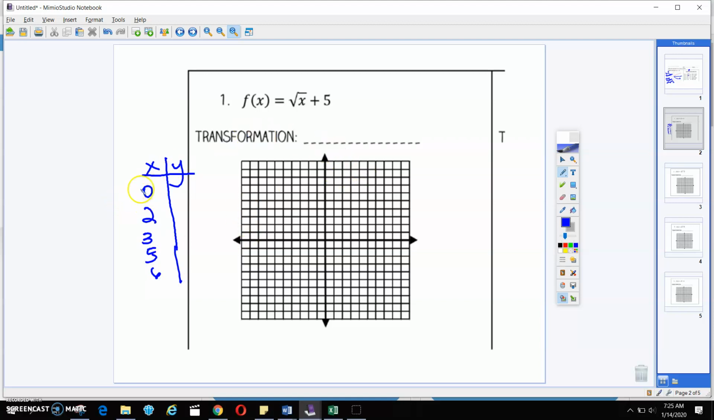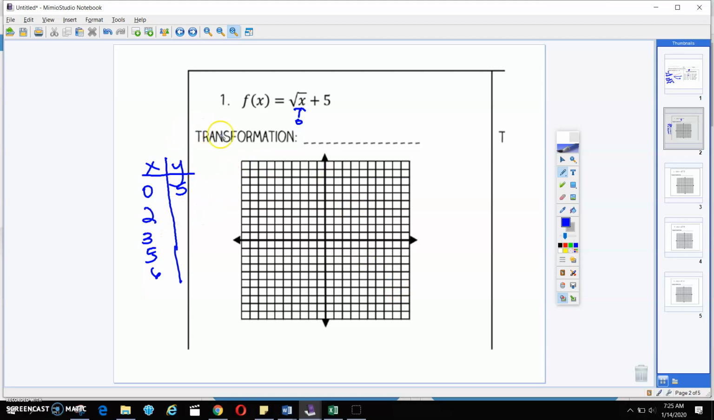All right, so I'm going to put 0 into this equation, okay? So if I put 0 in for this x, what's the square root of 0? That's 0, right? And then 0 plus 5 is going to give me 5. So I'm going to have a point at 0, 5. I would write this table on the side because when you try to graph this stuff, you're going to graph accurate points. Okay?